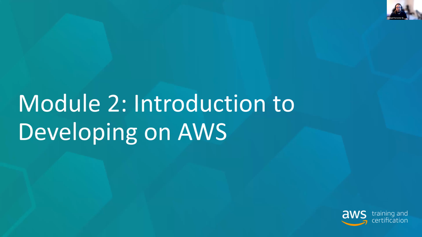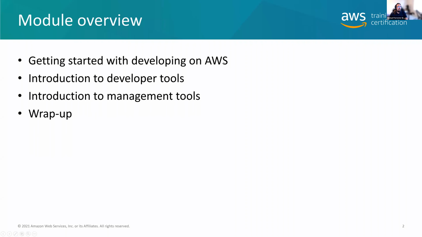Let's talk about module 2. We covered general infrastructure. Let's talk about some developer stuff around AWS. So this is going to be about getting started, a few of the developer tools, some of the management tools, and just kind of a little foray into things you probably need to know as a developer on AWS.